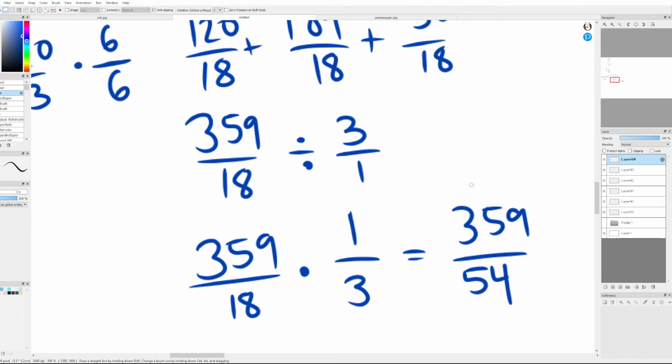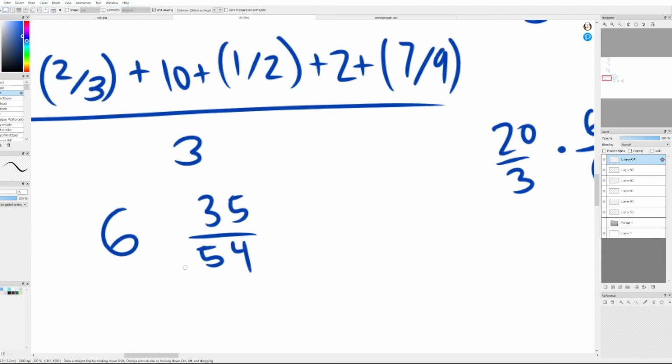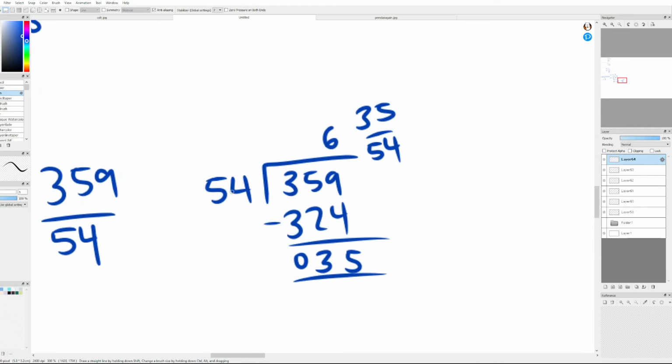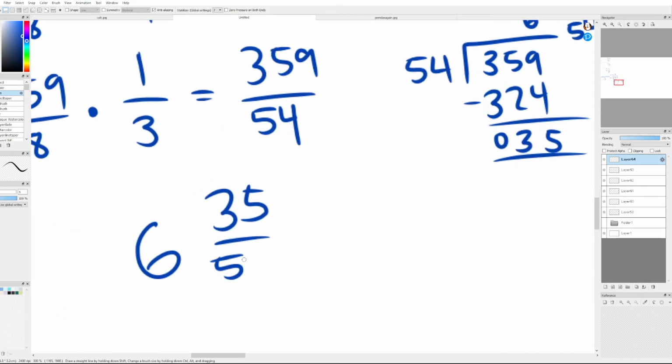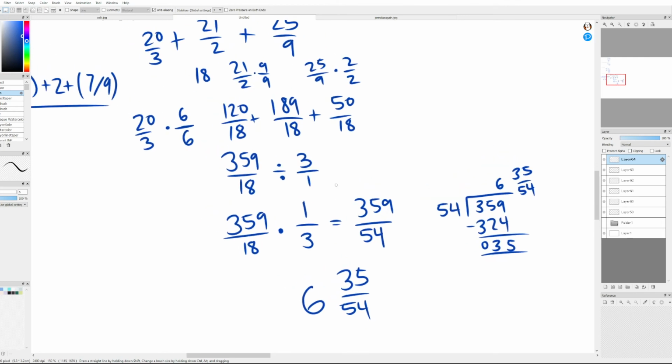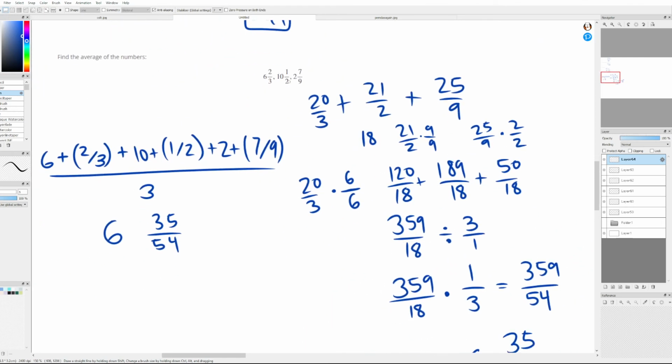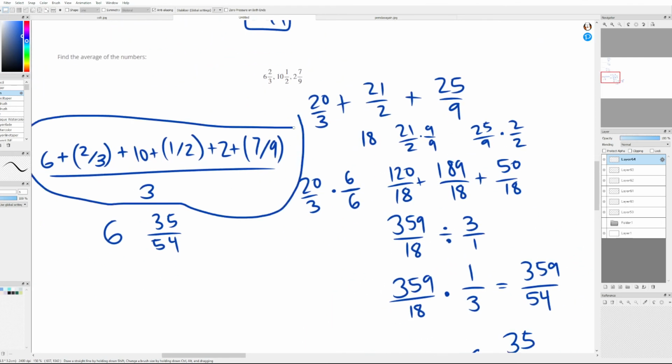And then just to make sure we have that correct, 35 over 54, that is going to be our average. 6 with 35 over 54. Those are really complicated and annoying, and I don't like doing them, but it's good to know how, and it's good to know how to plug it into your calculator as well.